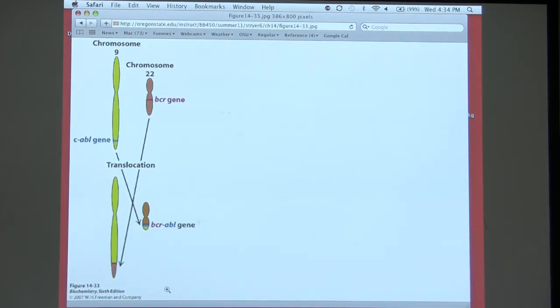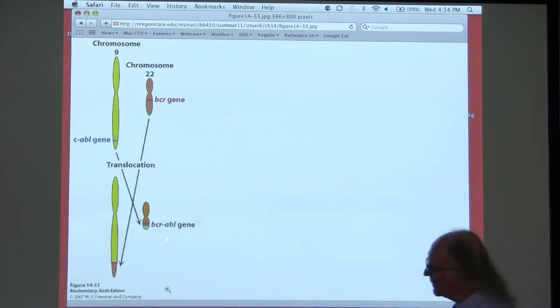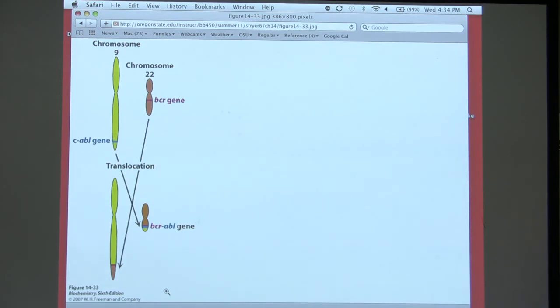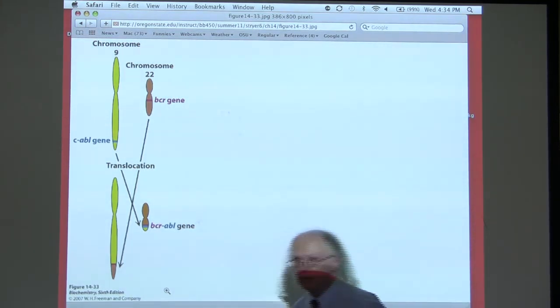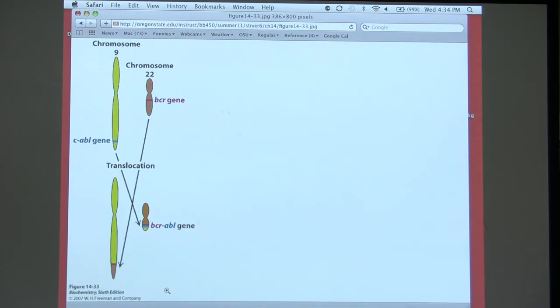Normally, ABL does its thing. It responds to signals. It phosphorylates some stuff and helps cells make that decision about whether to divide or not to divide. Now, when this recombination happens, the control region of BCR is fused to the tyrosine kinase portion of ABL. So we have part of BCR here, we have part of ABL here. And now we've got a new protein.